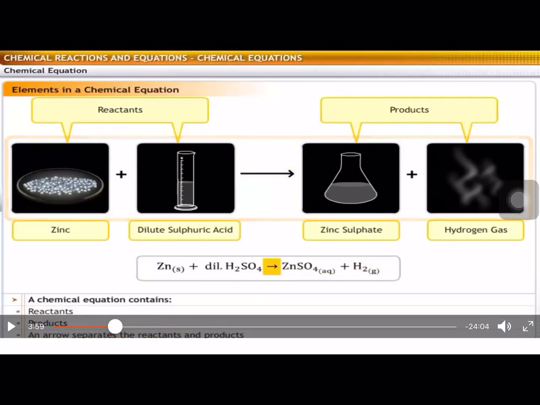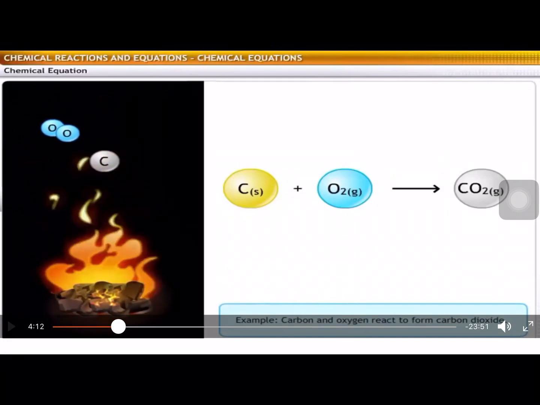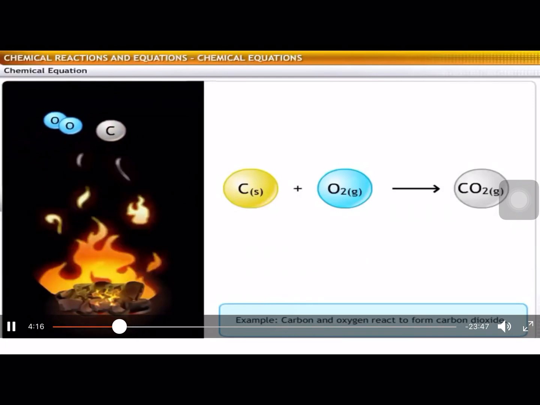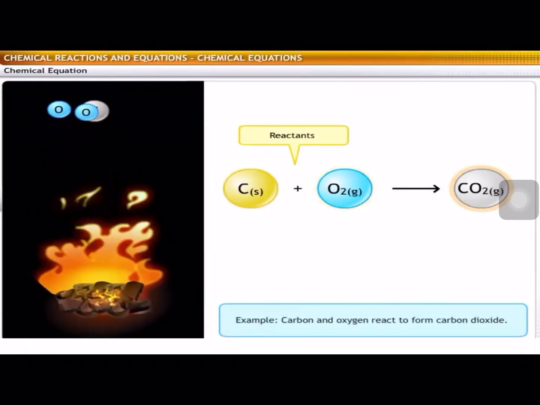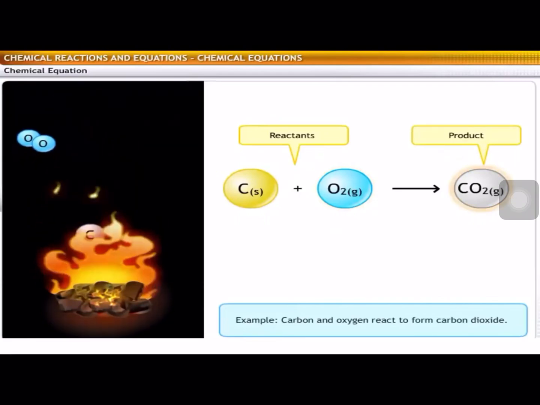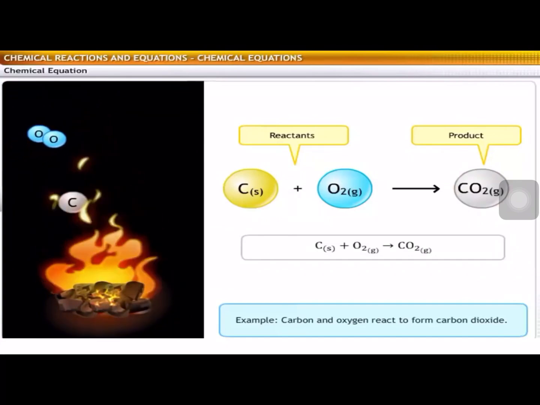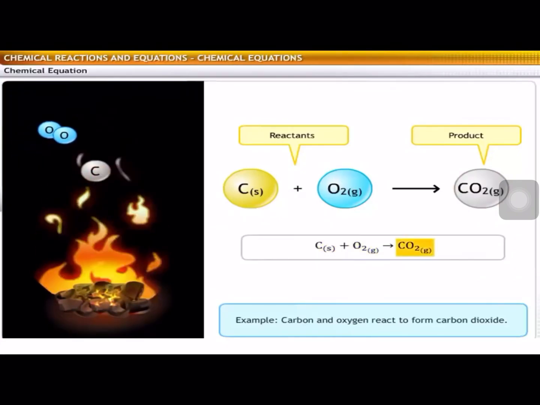So C plus O2 reacts with oxygen to give CO2. Correct. Now, to form carbon dioxide, in this reaction carbon and oxygen are the reactants and carbon dioxide is the product. The chemical equation for this reaction is as shown. Solid carbon reacts with oxygen gas to form carbon dioxide gas.